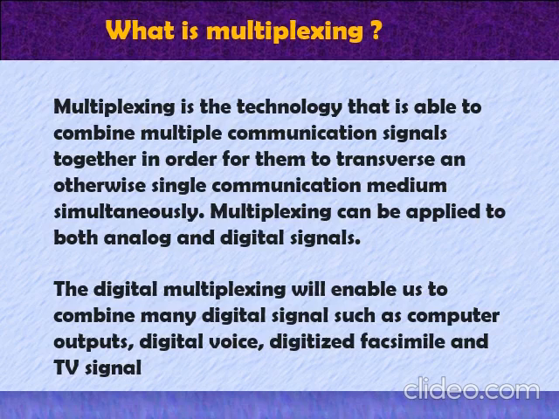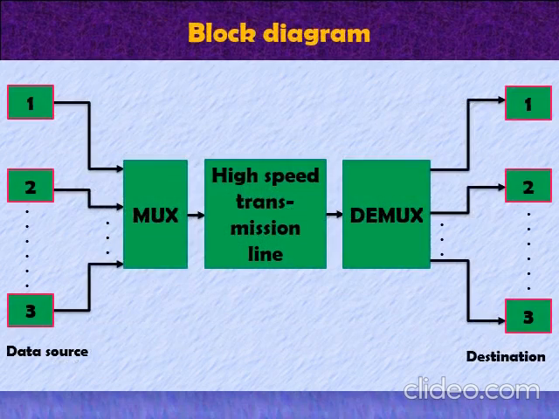In this section, let us consider the multiplexing of digital signals at different bit rates. Digital multiplexing will enable us to combine many digital signals such as computer outputs, digital voice, digitized facsimiles, and TV signals. Let's see the block diagram.